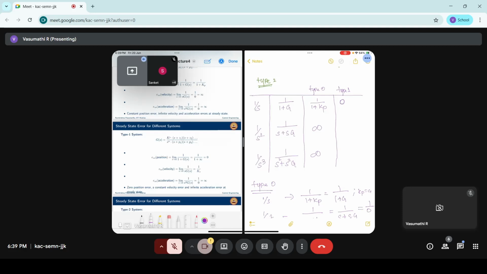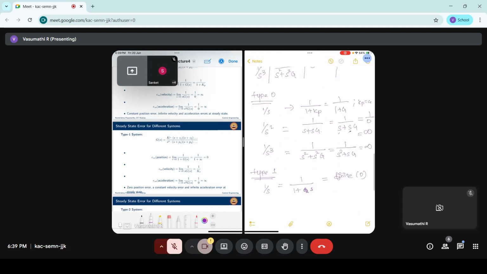So you can say when you have a type 1 system, giving an input of a unit step will bring down the error to 0. Then you can conclude that the system is very good. There is no steady state error. The system is actually following the input properly. It is giving the output as expected. The actual output will be equal to the desired output. So this is considered to be a very good system.